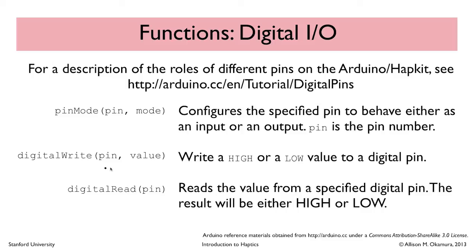Then you can do a digital write. You could write a high or a low value to a digital pin. Or you could do a digital read, which means you can read the value from a specified digital pin. And the result will be either high or low. The output of digital read is going to be high or low. It's not going to be any analog number, no floating point value. It's just going to be high or low.